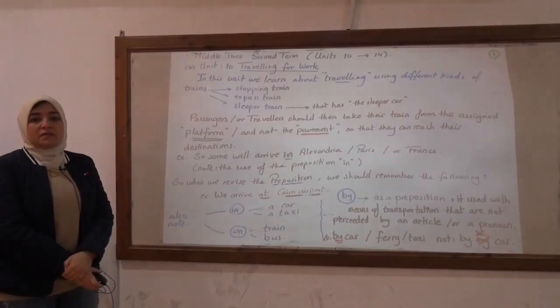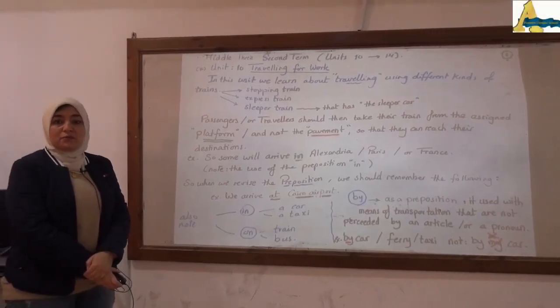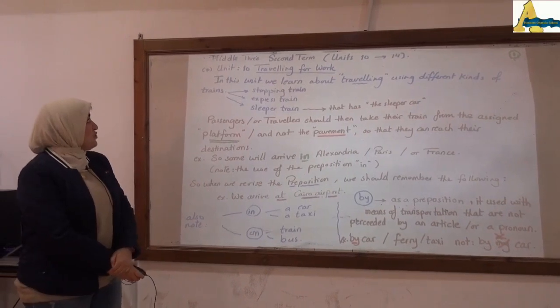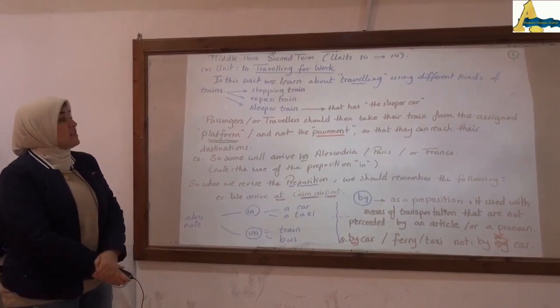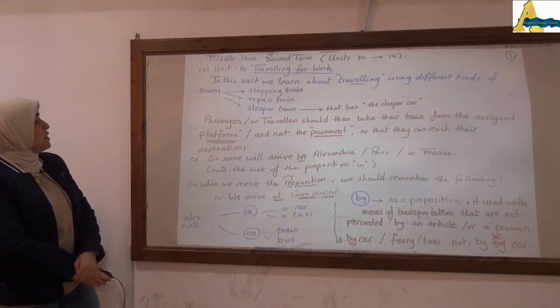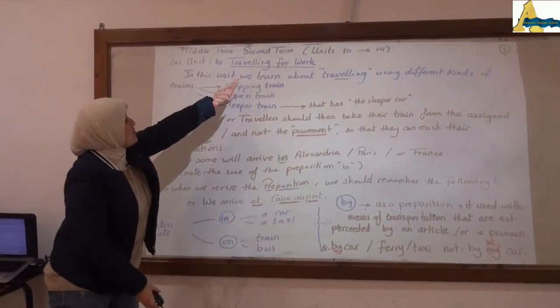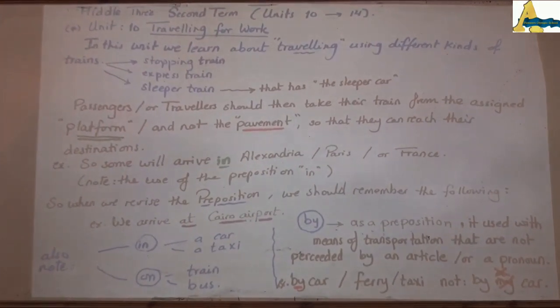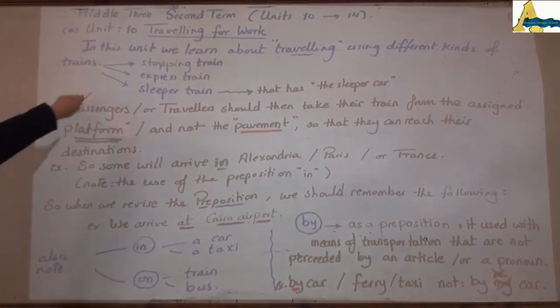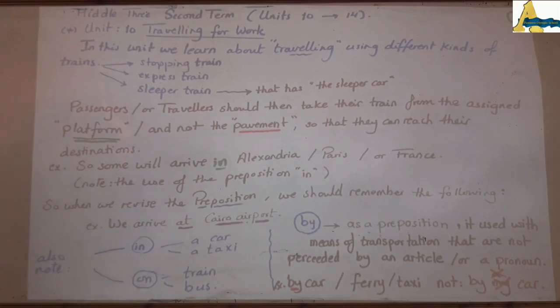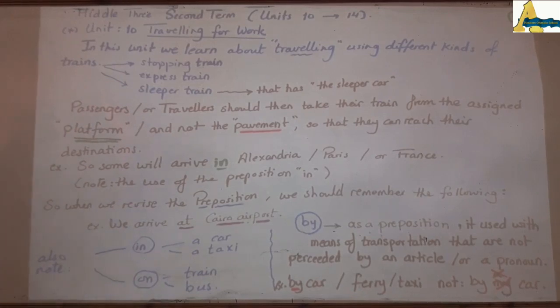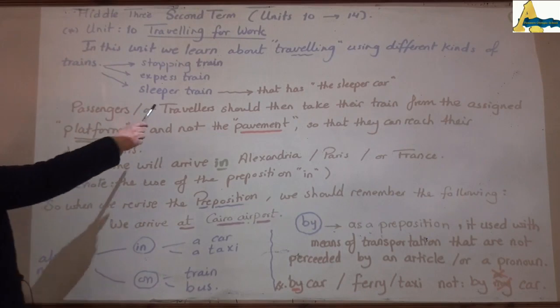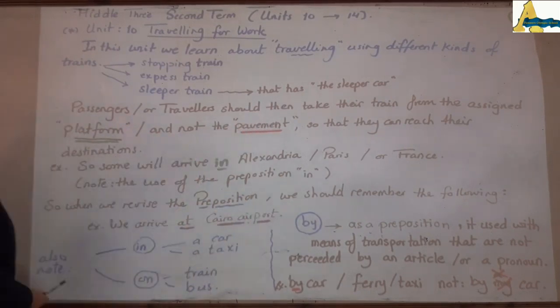So good morning everyone. This is a quick revision for Middle 3. We would like to cover the units from Unit 10 till Unit 14. Unit 10 is talking about traveling for work. In this unit we learn about traveling using different kinds of trains. You have the stopping train, express train, sleeper train that is in your curriculum and which has the sleeper car.